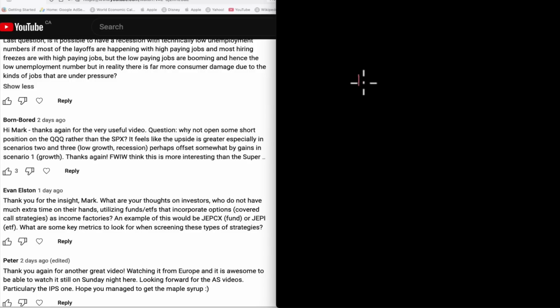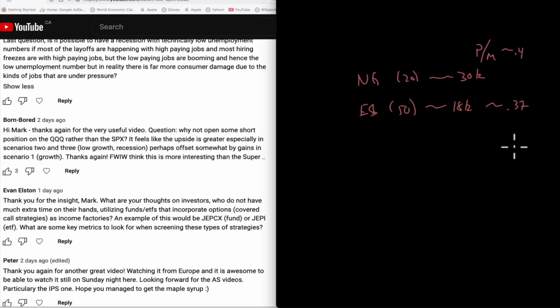So you can use futures NQ, which has a multiplier of 20, or you can use futures for ES, which is S&P 500, which has a multiple of 50. In Canadian, my margin here is about 18K, whereas here it's about 30K margin. So, and it has higher volatility. However, the premium divided by margin is roughly a ratio of about 0.4. Here, rounded, it's about 0.37.